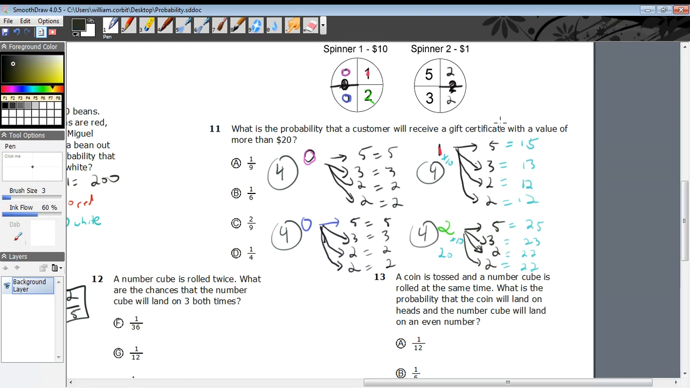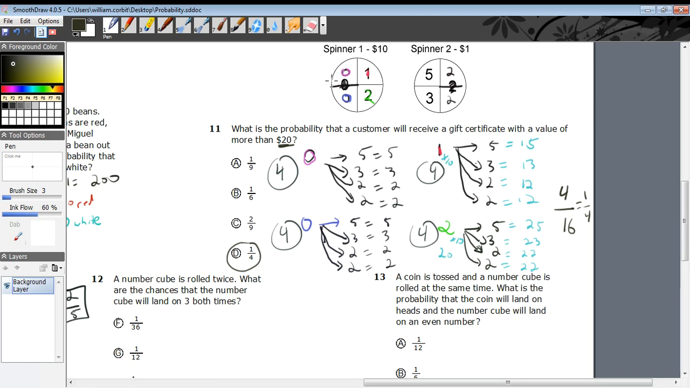We need to figure out the total number of options that are greater than 20. And the only options that I see that are greater than 20 are all of these here. You have to get a 2 in order to have a gift certificate that's over 20. So there's the desired outcome. There's 4 possibilities here. And there's a total of 4, 8, 12, and 16. So 4 out of 16, which would be simplified to 1/4.